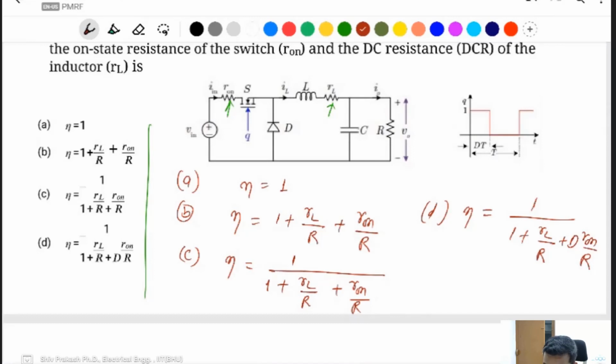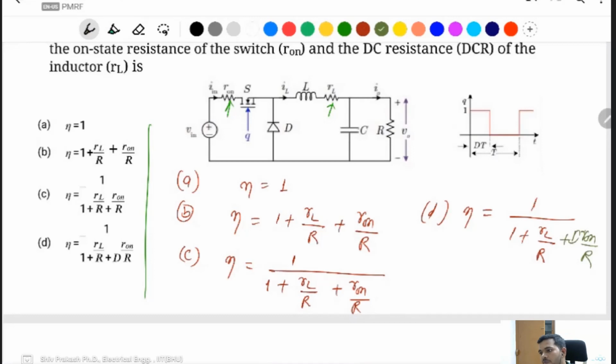You can realize this converter only for that, taking the option. What? The D comes to the bottom. Yes, in the fourth option D, in the denominator the D comes in the bottom, it seems. Yeah, multiplied by this, D R on, divided by R.